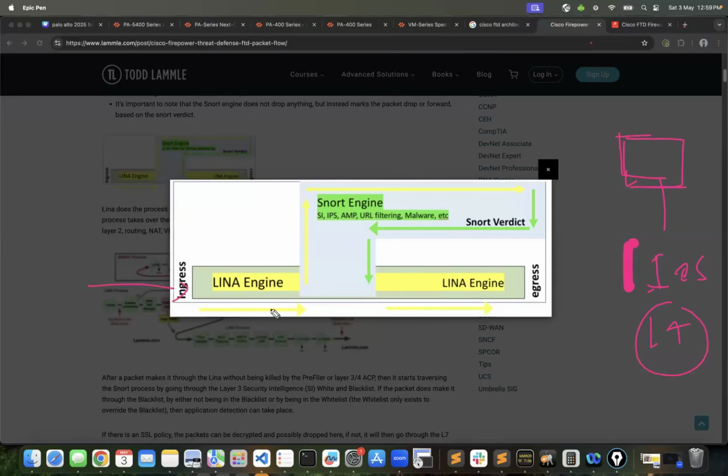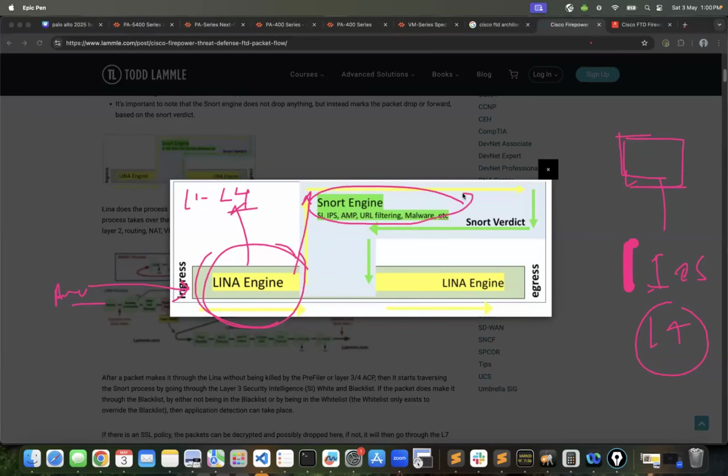If any traffic is coming, it will go into the Lina engine first. Lina means your L1 to L4, the port number and all. Your IP addressing, routing, switching, port number, everything will be done by the Lina engine. If that traffic needs to go for antivirus as well, send it to the Snort engine. All this antivirus inspection will be done by the Snort engine. Then again it will go to the Lina engine. Again, see the parallel thing. It comes again to the Lina engine and then goes out.